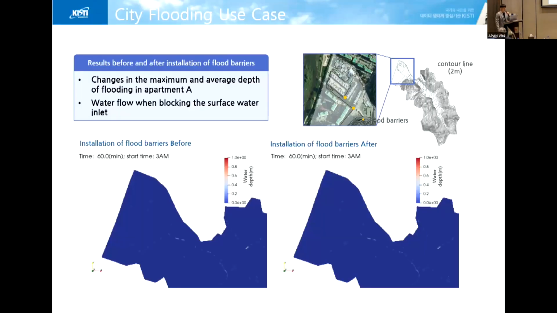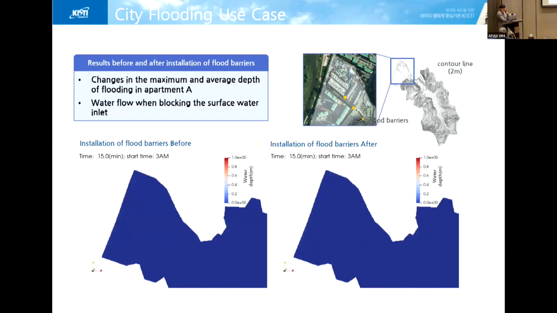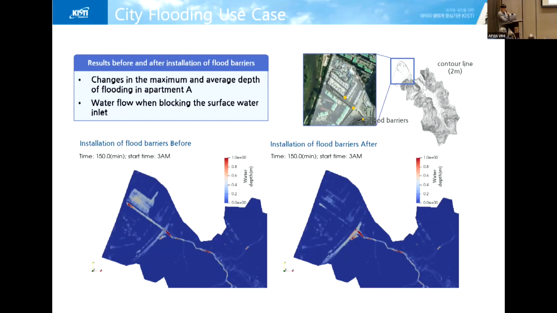We have two representative use cases using KRP. One is urban flooding. As the weather changes rapidly in Korea, urban flooding is a big issue, and the Korea Environment Institute and two universities have developed this AI model. And various experiments are being conducted on urban flooding.